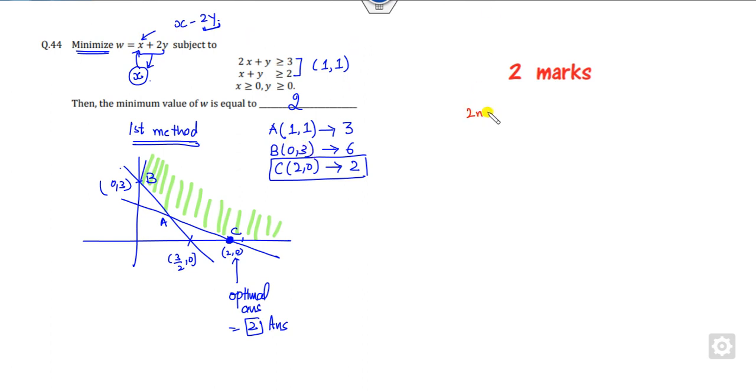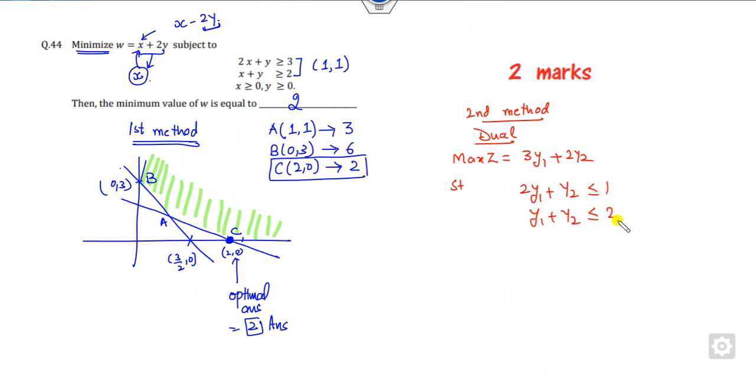What is the second method? How can you solve this problem with the help of the second method? You can write the dual of this problem. How can you write the dual? Since this is a minimization, the dual will be a maximization: 3y1 plus 2y2. The first constraint is 2y1 plus y2 is less than or equal to 1, and y1 plus y2 is less than or equal to 2. And we all know that the optimal value of the dual and the optimal value of the primal must be the same. Then how can you solve it?